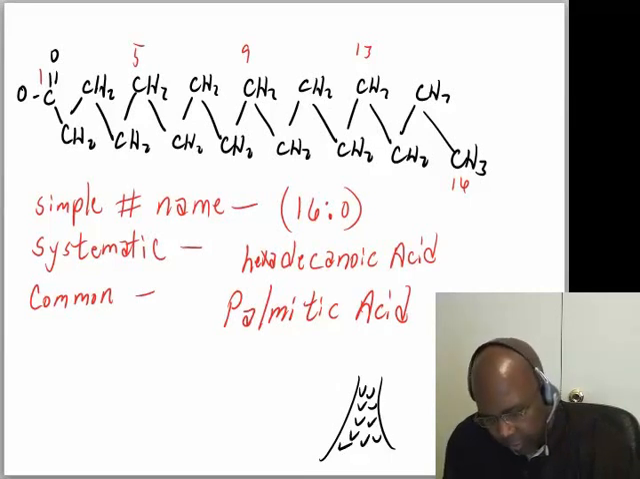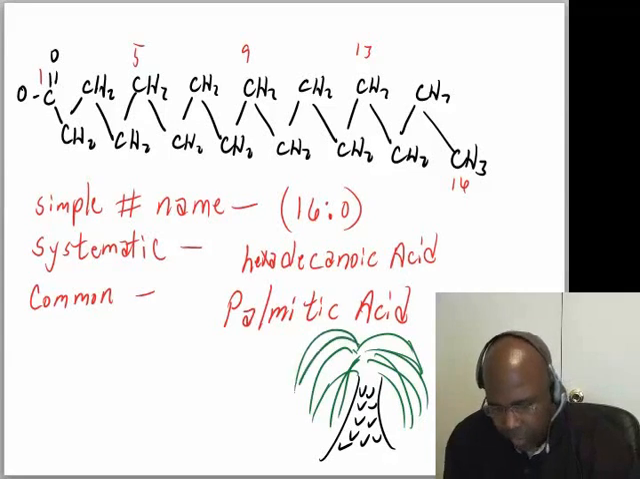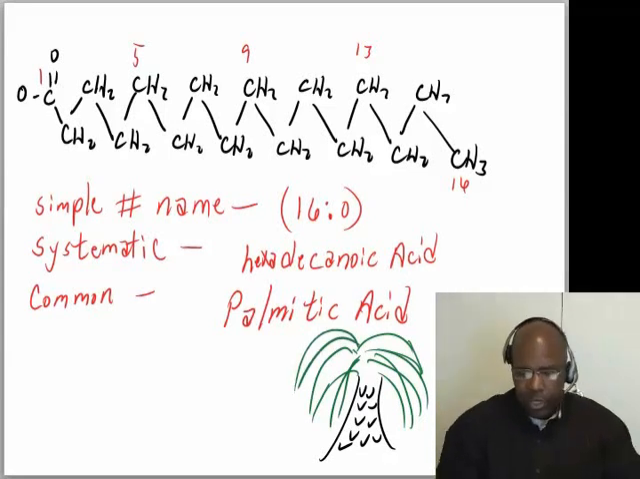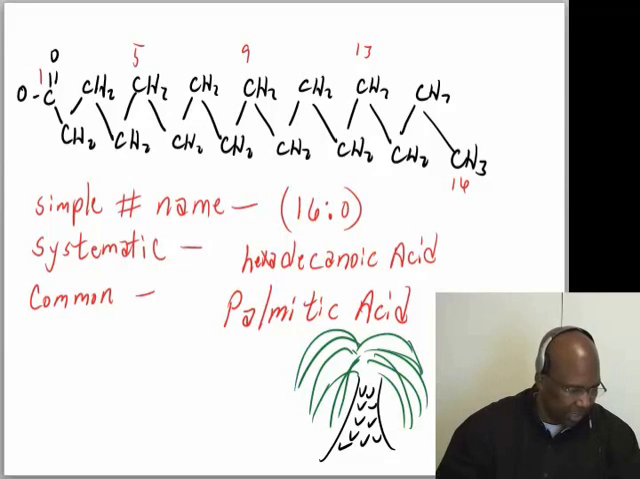Okay, let's see if I can draw some nice fronds here. I don't know. Maybe that's what a palm tree looks like. There's a palm tree, and this lipid, or this fatty acid, palmitic acid, is very abundant in palm trees, hence the name. And so this is another example of a fatty acid.